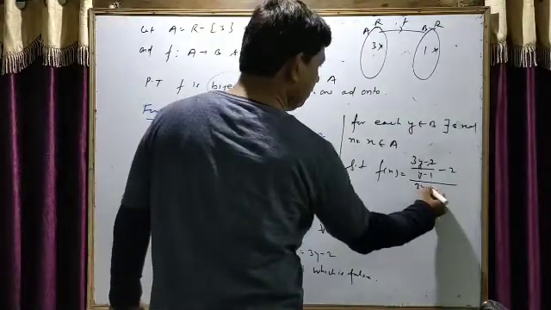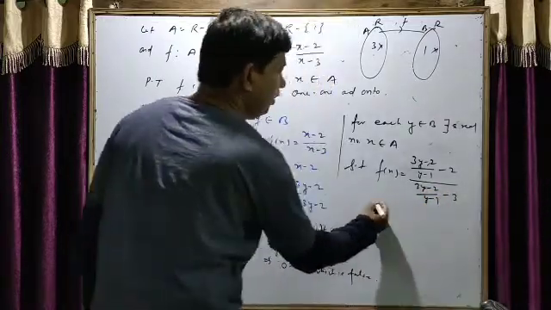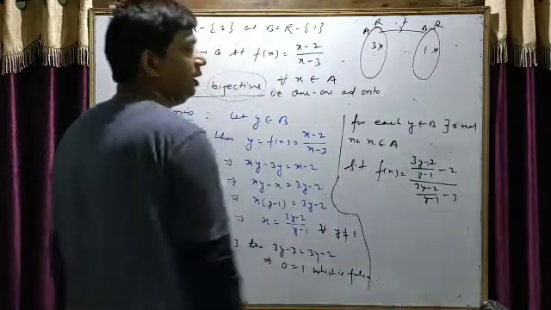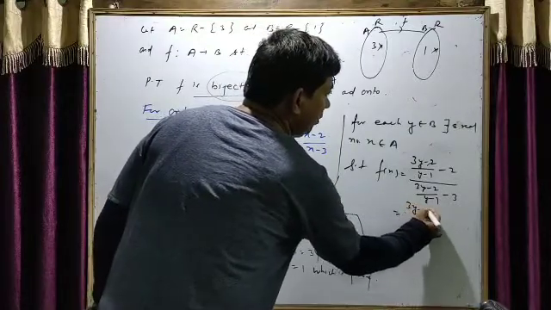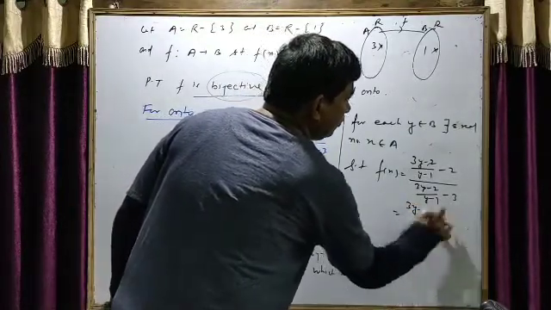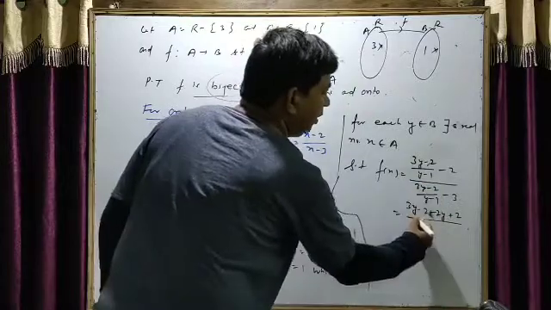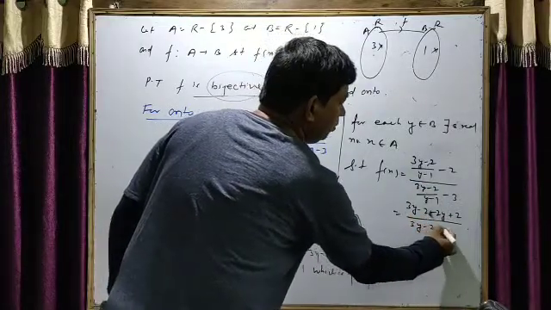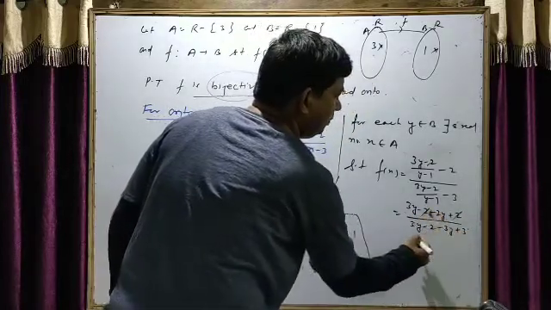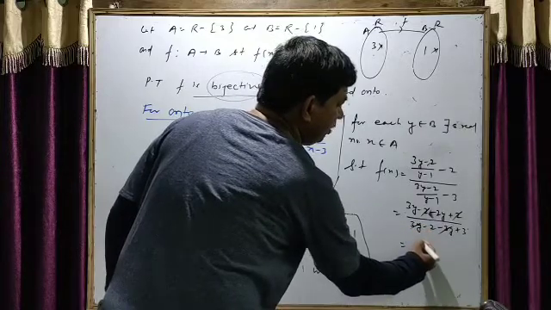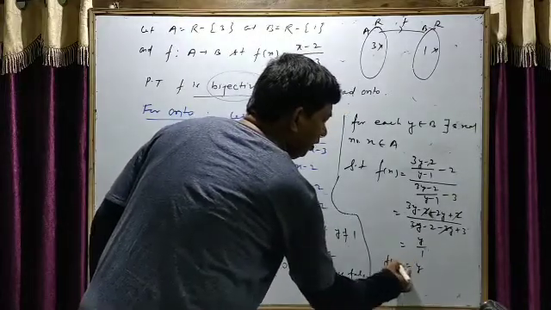So f of x is x minus 2 divided by x minus 3, which becomes (3y minus 2) by (y minus 1) minus 2, divided by (3y minus 2) by (y minus 1) minus 3. Now you solve. If it comes f of x equal to y, that means your range is equal to codomain. So this is 3y minus 2 minus 2y plus 2 divided by, the LCM will be cancelled, 3y minus 2 minus 3y plus 3. Now you see this 2 cancels, 3y cancels. So y, and the denominator is 1. So it is y. f of x equal to what?